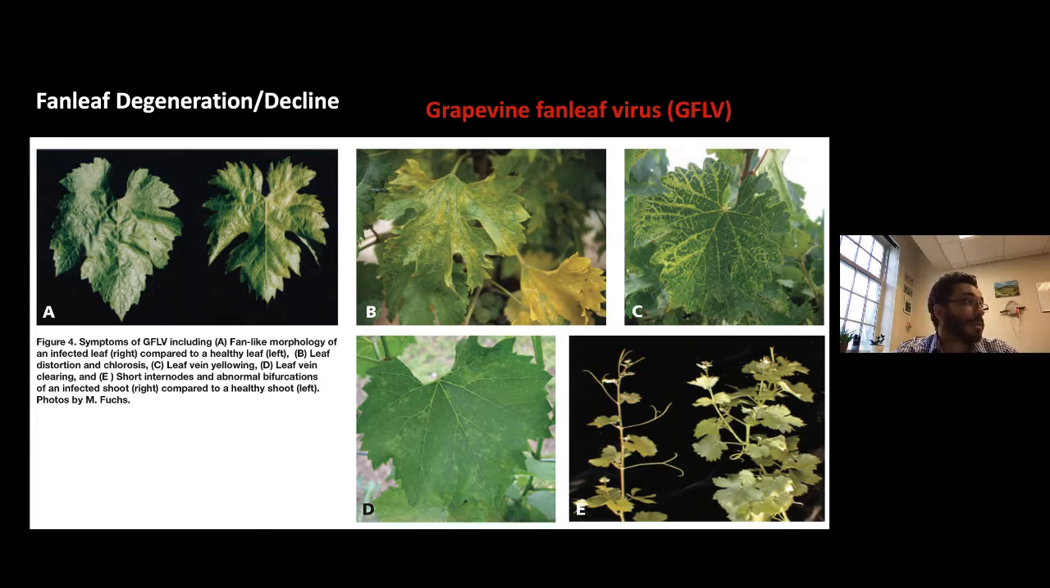That's why the name fan leaf, right? And you see here, this is a healthy one, this is an infected one. We see as well here all this discoloration that's very common to the disease. We also see the shortening of the internodes of the plants, and over time the plants just collapse.